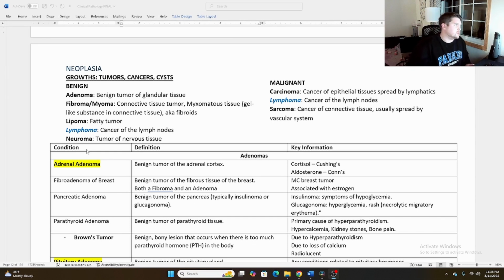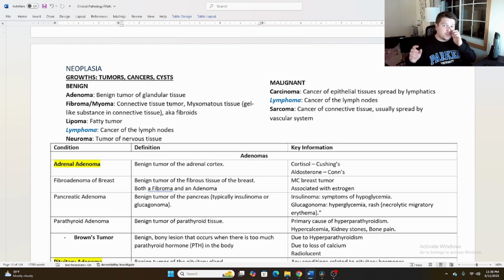Neoplasia, neoplasms. Talking about neoplasia, we want to first differentiate between benign and malignant. Oftentimes, when we're talking about exam questions, this is going to get us a 50-50 shot towards the right answer, just knowing whether or not the answer choices are benign or malignant.